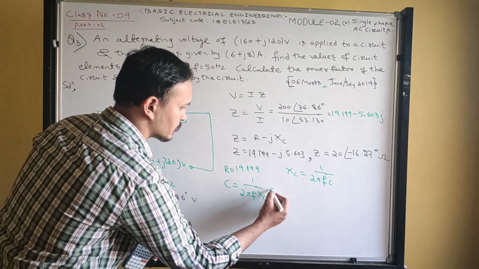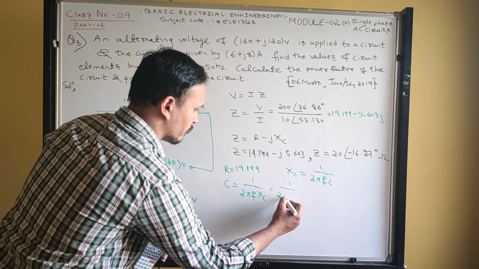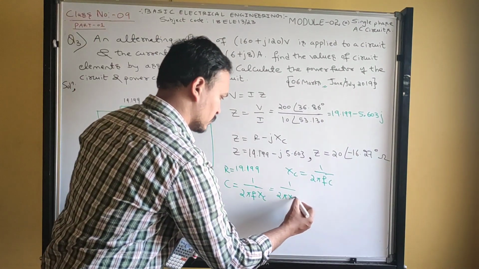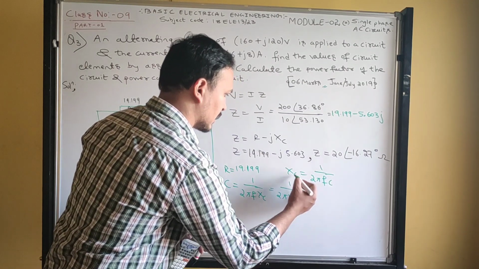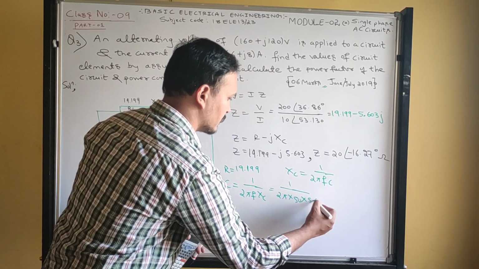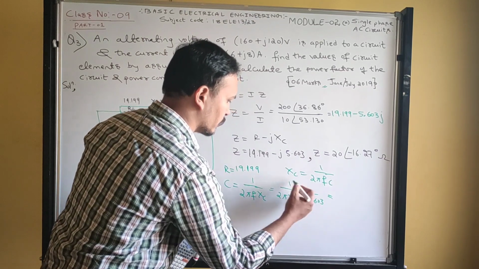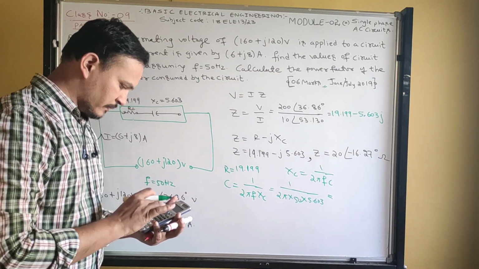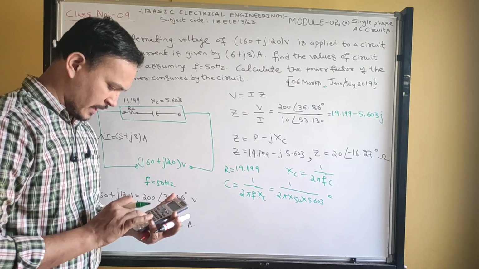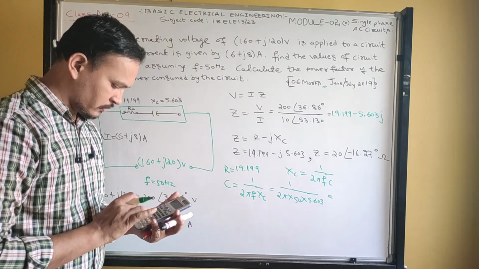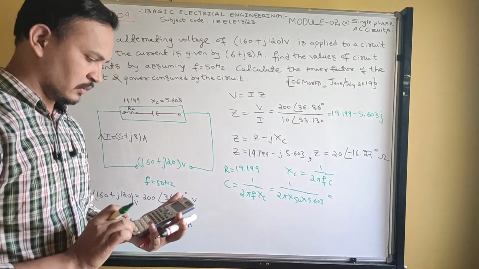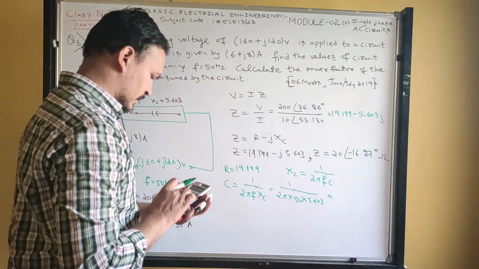Interchange this. So substituting the values: 1 upon 2 pi. What is the frequency they have taken? 50 Hz. So 50 into the capacitive reactance, 5.603. You do this in the calculator: 1 divided by 2 shift pi into 50 into 5.603. So we got the answer.